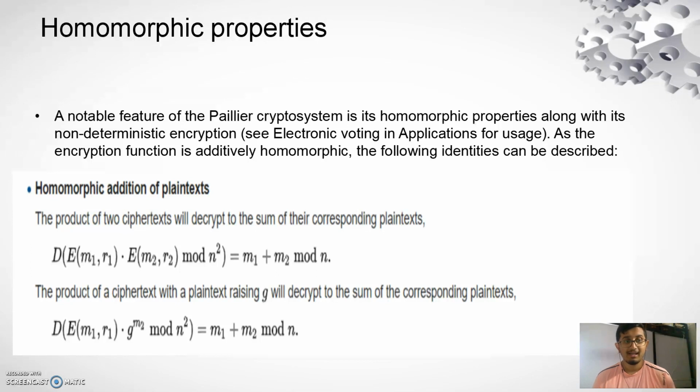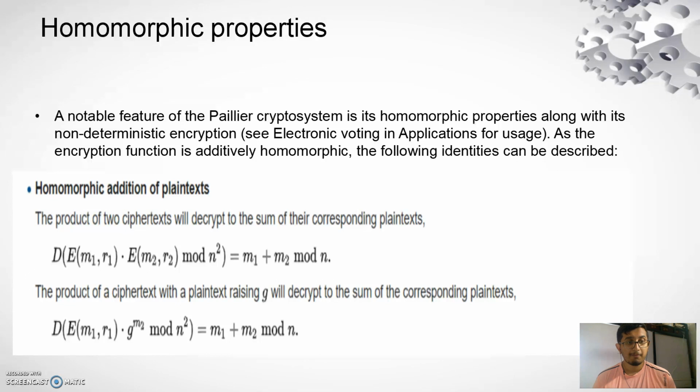Now what do you understand? Let the two messages be M1 and M2. They are plain text. Now we encrypt M1 and M2 as E of (M1, R1), where R1 is a random integer in Zn, and E of (M2, R2), the two encrypted texts. Now when we multiply both the encrypted texts mod n square and then decrypt them, what we get will be M1 plus M2 mod n. That is, the product of two encrypted texts, when we decrypt it, gives the summation of two plain texts. This is the homomorphic addition.